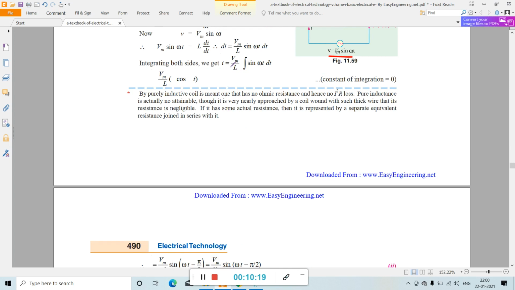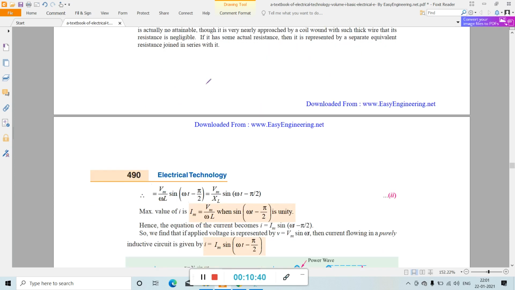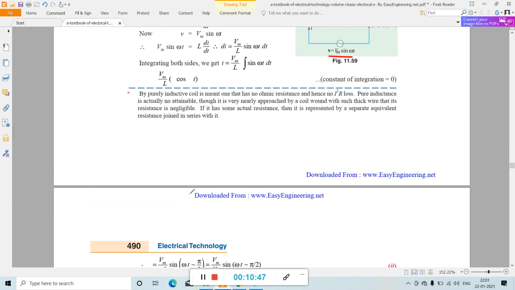See, this expression is after integration; we have to derive this expression, we have to find out the integration. So Vm by L into cos t. How do you find this cos t? That is equal to Vm by omega L. This is here, see, this is Vm by L sin omega t into dt.